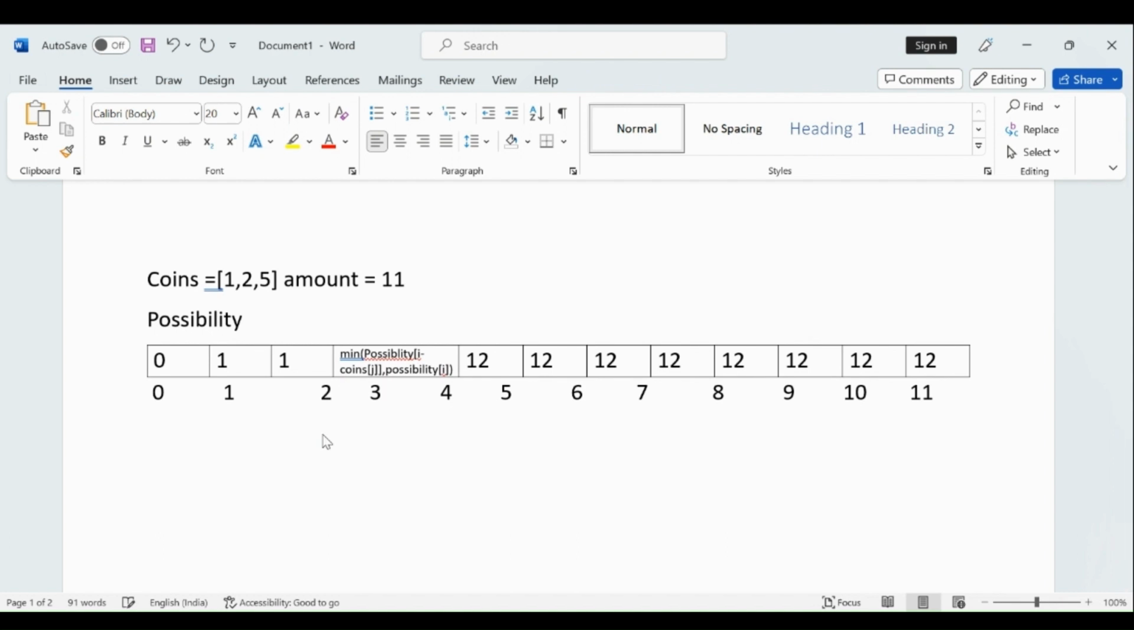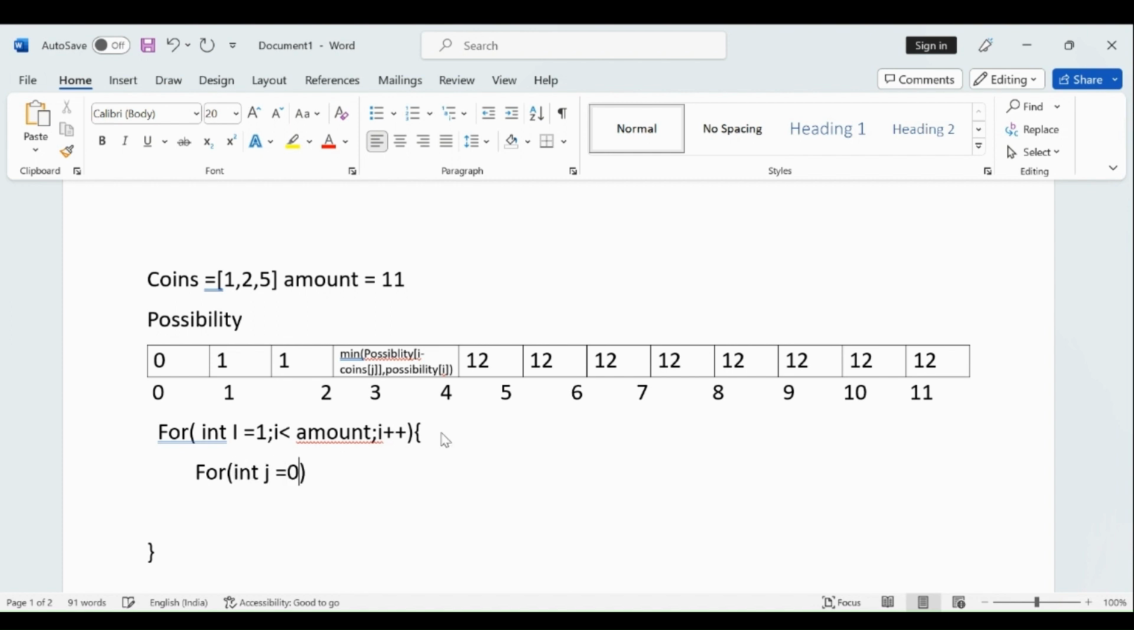So let's write code. What I'm trying to say will get clearer if I write code. So for int i equals 0 and i less than amount, i plus plus. Let's make i start from 1, because for 0 it will always be 0. And for each and every amount, we will check each and every coin.